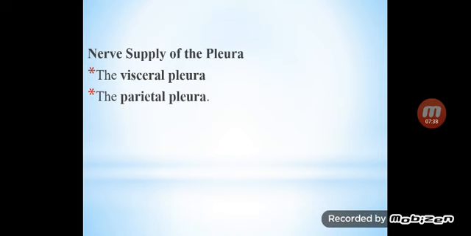The costal part is supplied by the intercostal nerve. The mediastinal and diaphragmatic parts, we took them in the previous lectures, are supplied by the phrenic nerve. The peripheral part of the diaphragmatic pleura is supplied by the lower 6 intercostal nerves. And this is all we have for pleura.